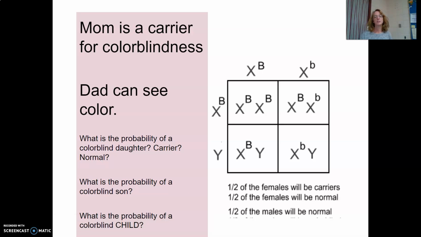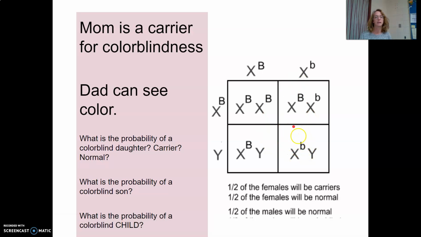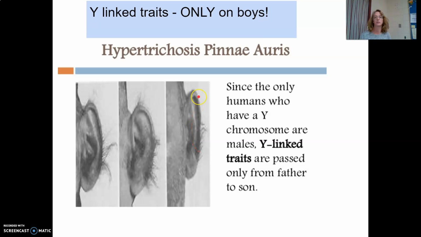Okay, if you want to look at just all their children, then ignore gender. Of all their kids, what's the chance of having a colorblind child? One of the 4 children would be colorblind. So I might ask you questions specifically about gender, and that's where you look at the top half, or I might ask you just about the kids in general.